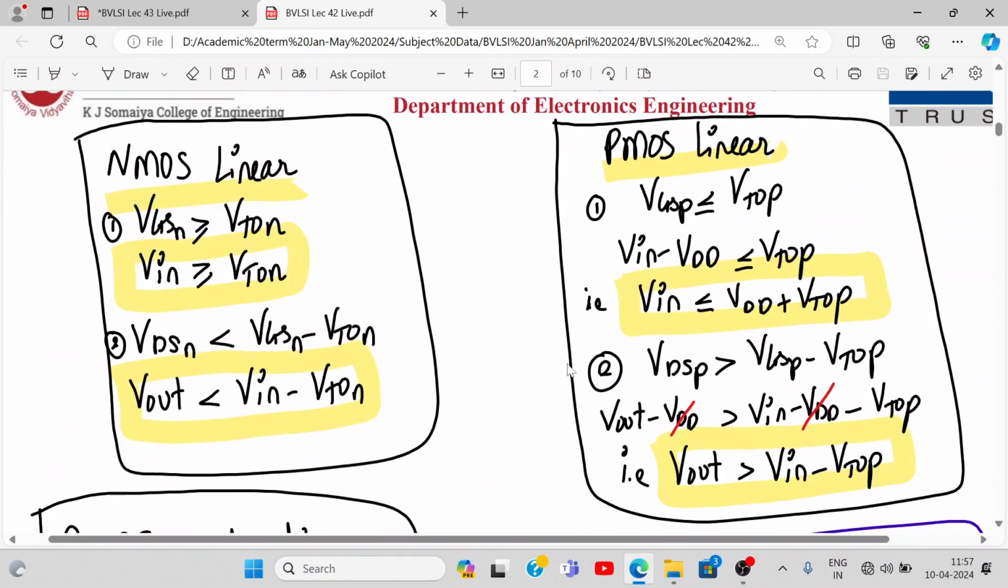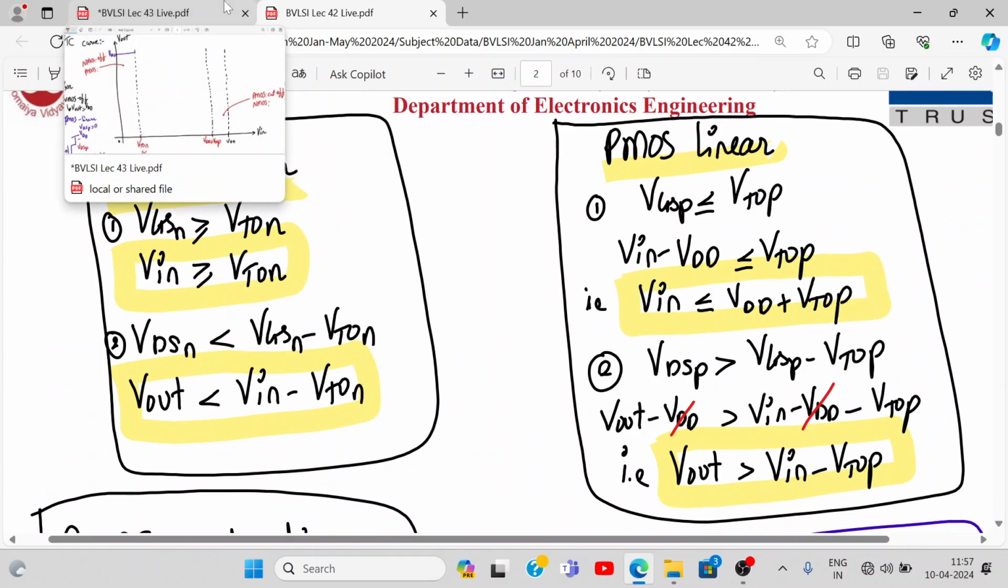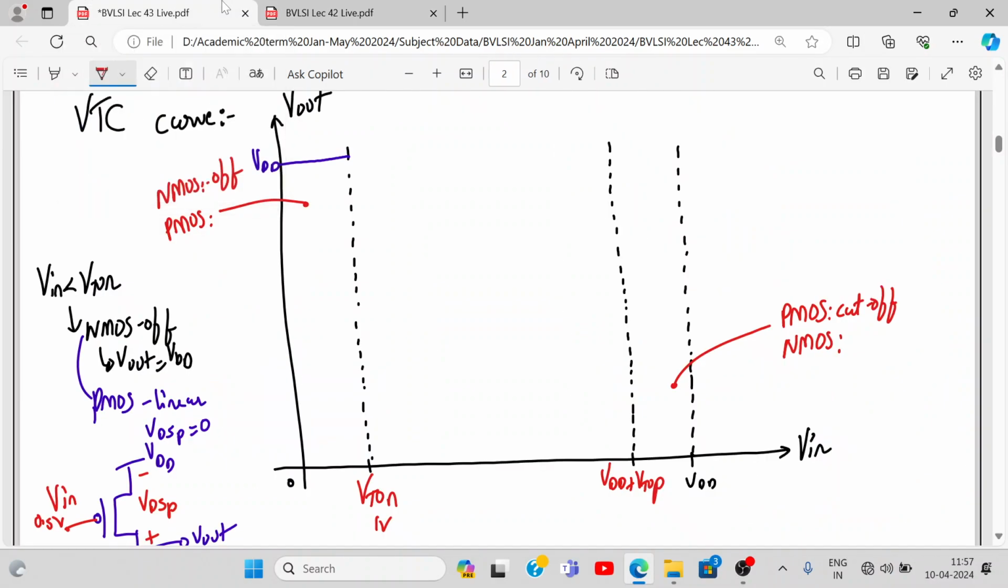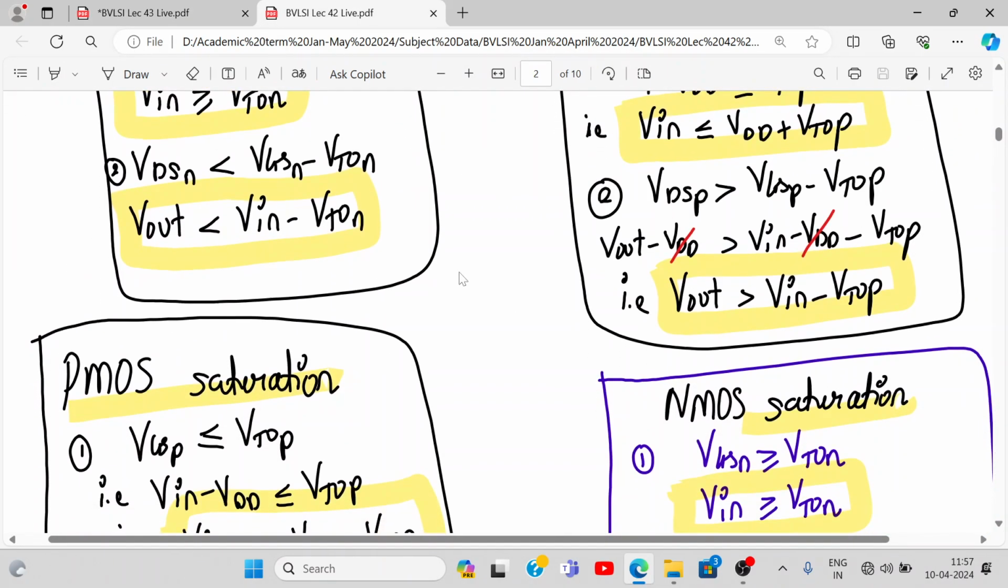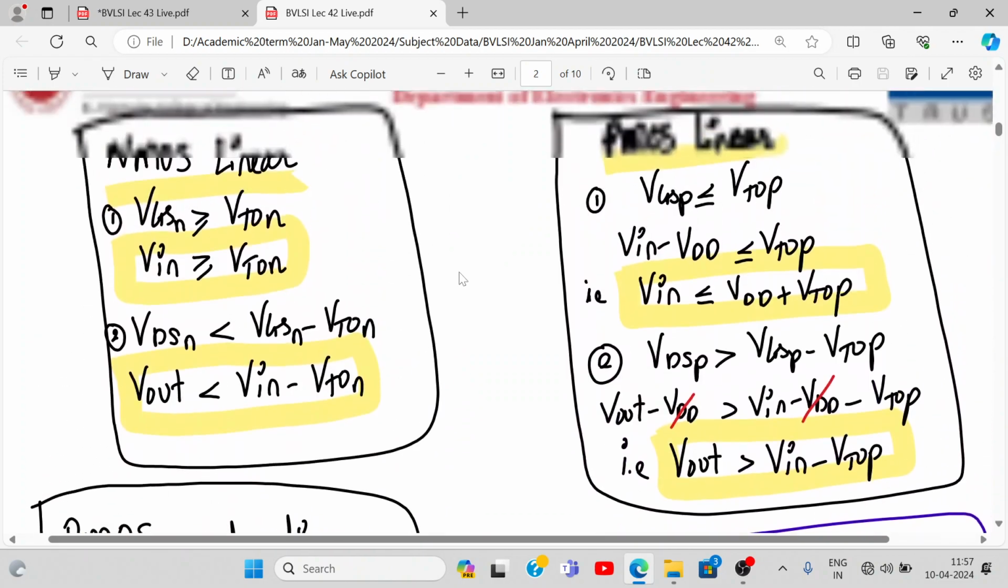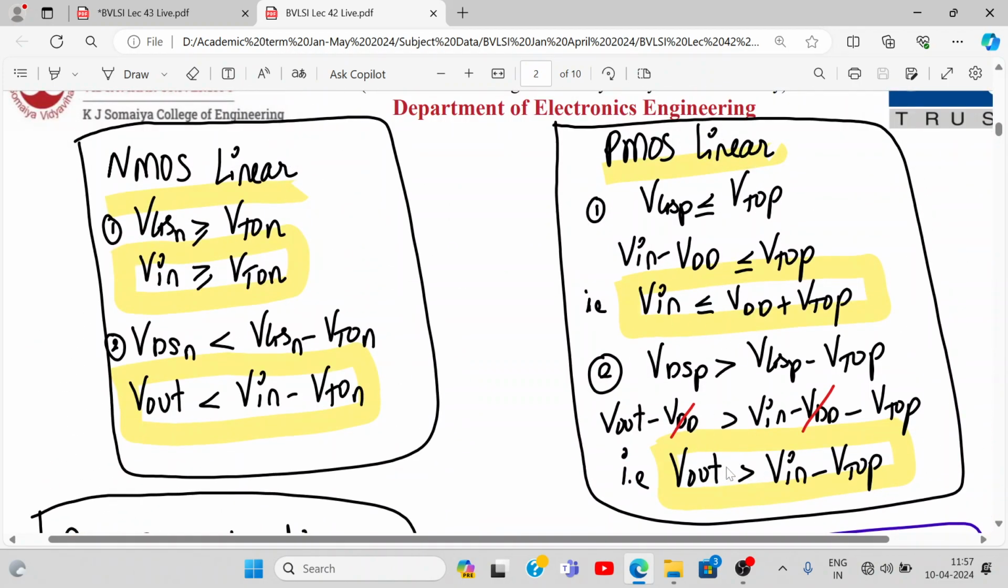हाँ, अभी हमारा VDS क्या आ रहा है? Output is becoming, और VDS is becoming 0 ना? यहाँ पे देखो VDSP 0 है, तो VDSP 0 कभी चलेगा बताओ? कैसे? VDSP 0 मतलब Vout is almost equal to VDD.